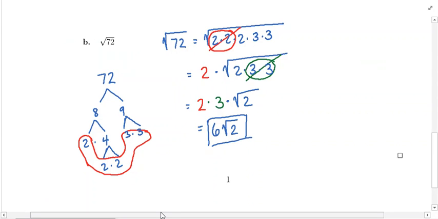In this class, you will see lots of square roots, and anytime you encounter one, you need to make sure that your square root is simplified.